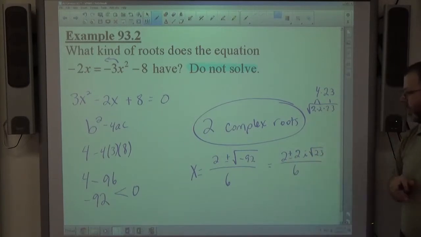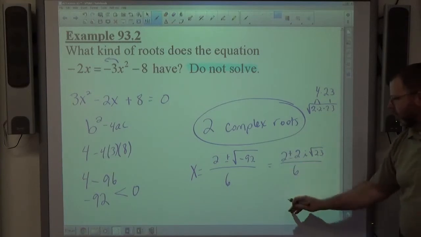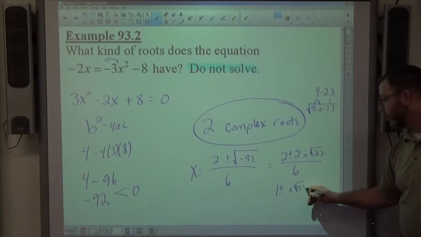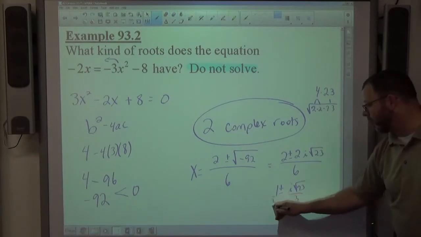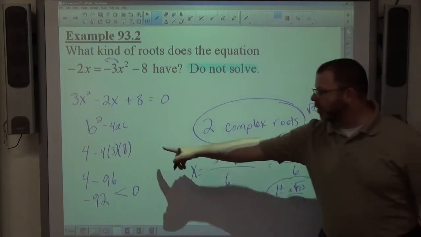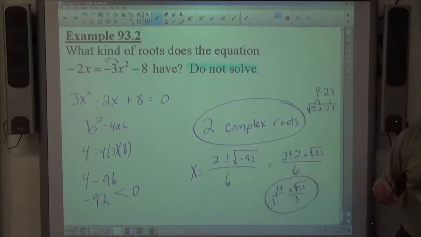6. And then 2, 2, and 6 all divided by 2, so 1 plus or minus i times the square root of 23 all over 3. Since it's imaginary, we should separate it like that. So there's our answers. We've already done the hardest part of the problem, b squared minus 4ac if you use the quadratic formula. So it's not that hard to solve it afterwards.